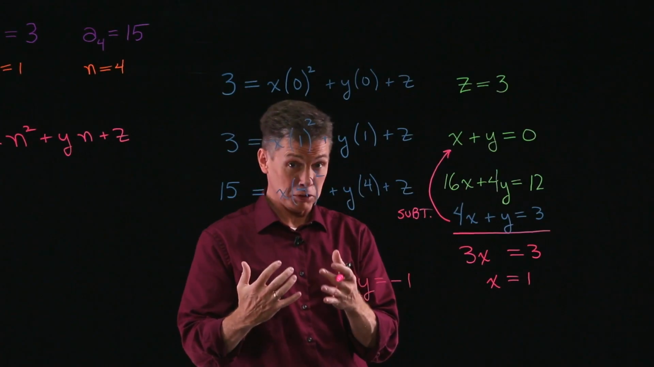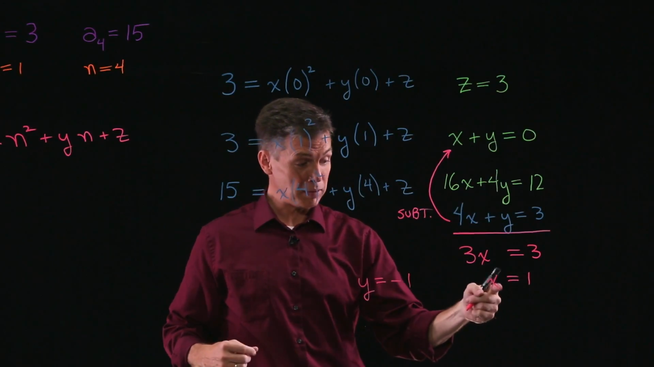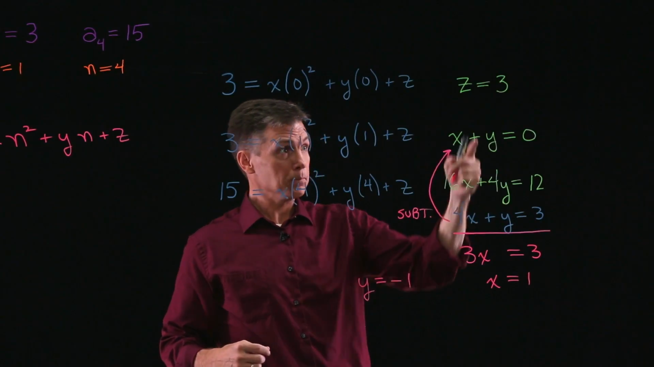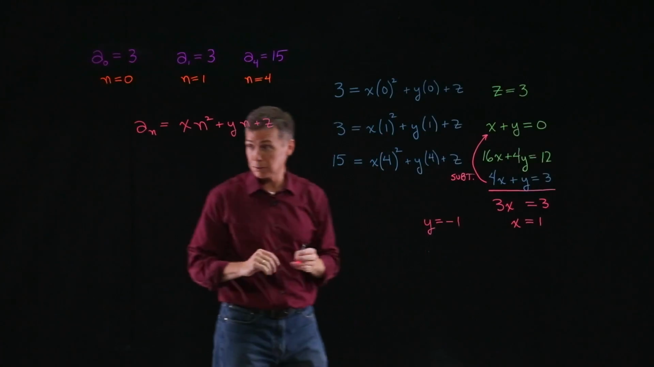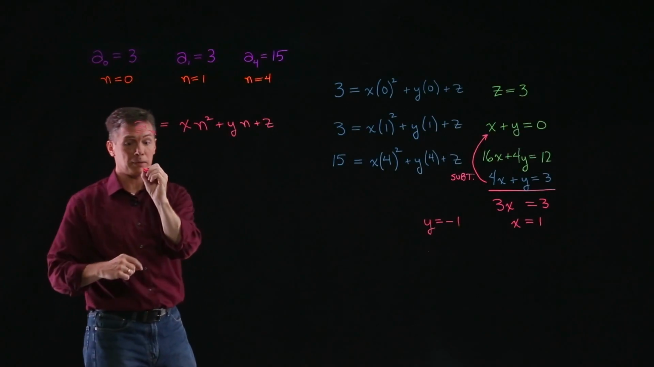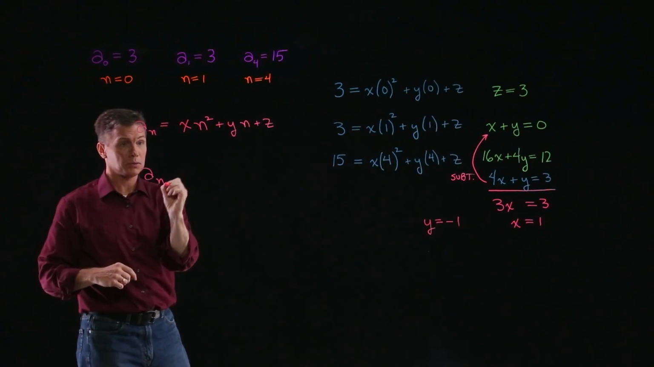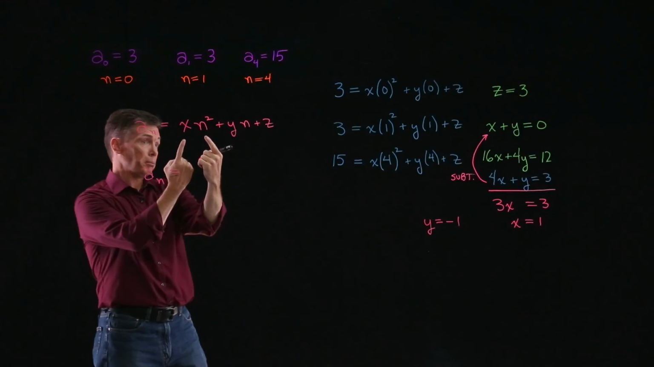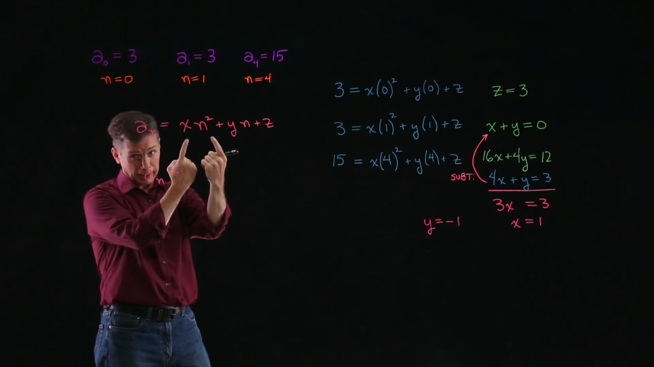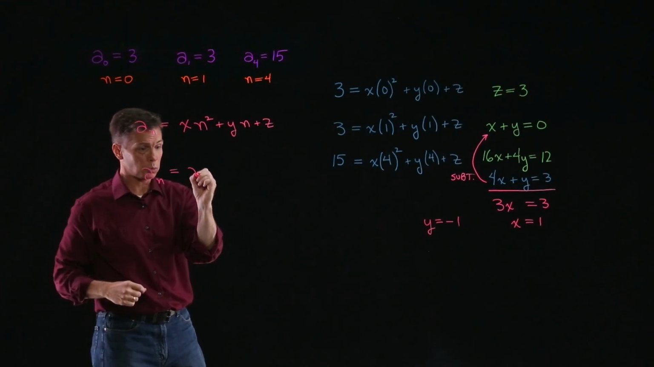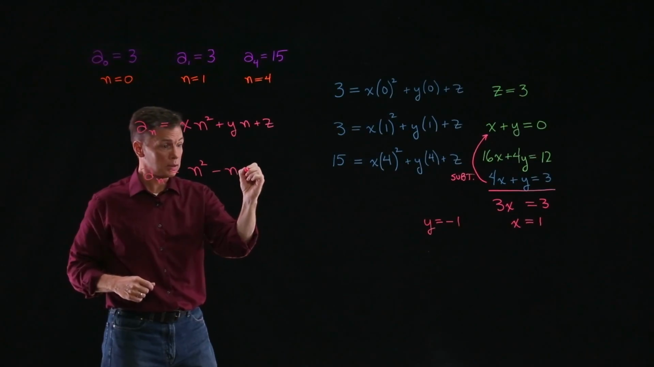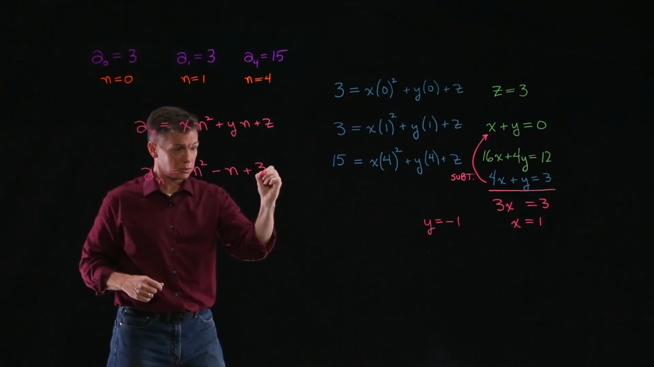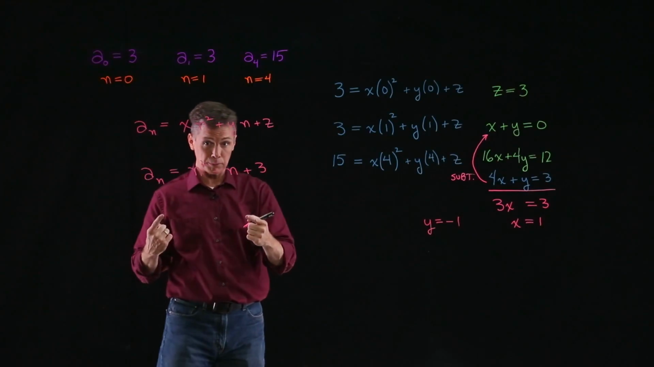All right, good. Good warm and fuzzy feeling because we have x, we have y, and we have z. So let's slide back over here and get our final answer. A sub n equals, and I'm looking at this template but putting in my specific values for x, y, and z. X was 1, y was -1, and z was 3. And that's your model. Okay?